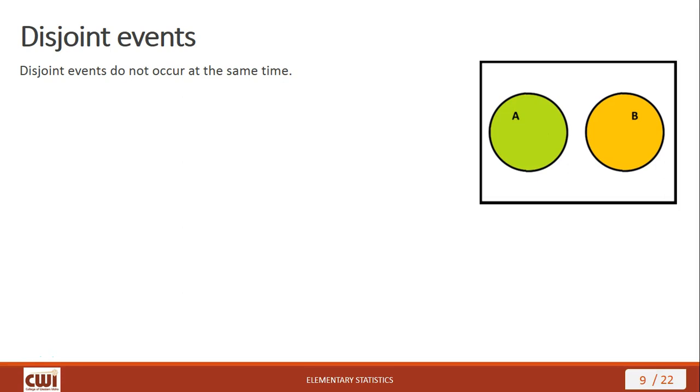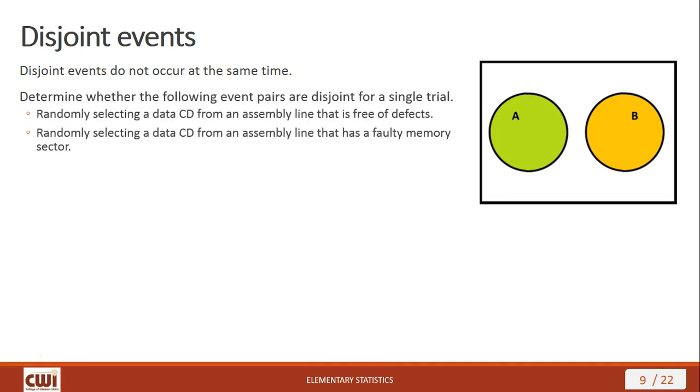Let's look at an example involving disjoint events. Remember, disjoint events do not occur at the same time. So, supposing we have this pair of events, let's determine whether or not it is disjoint for a single trial. First we have randomly selecting a data CD from an assembly line that is free of defects. And then the second event is randomly selecting a data CD from an assembly line that has a faulty memory sector. Are these events disjoint or do they intersect? I'll give you a moment to decide.